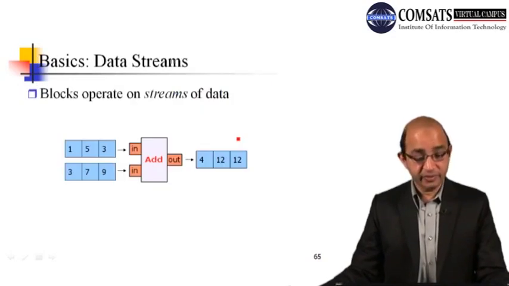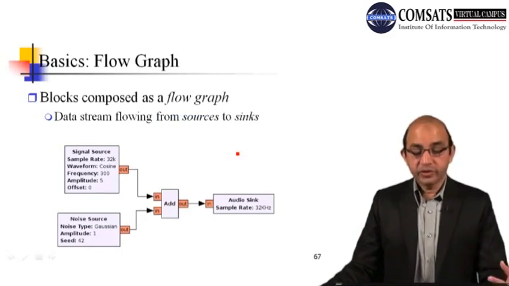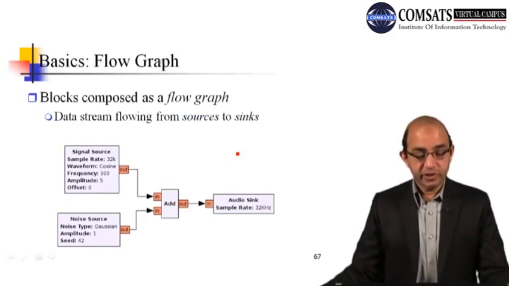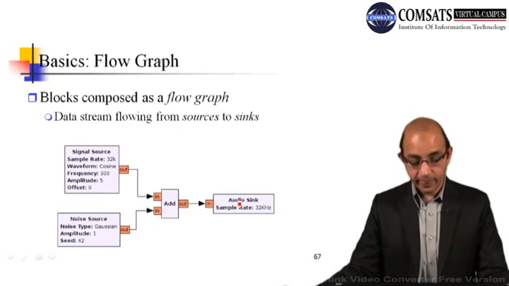And then we have data streams, so blocks operate on streams of data. Here are some of the data types: short, character, int, float, complex, vector, input signatures, output signatures. And we can also generate flow graphs by using GNU Radio. So you can see the data stream flowing from source to sink. Here we have this signal source, here is the noise, and here we have the sink.